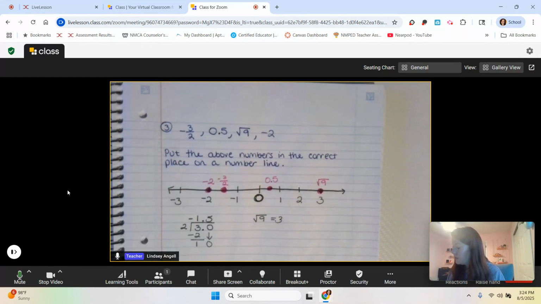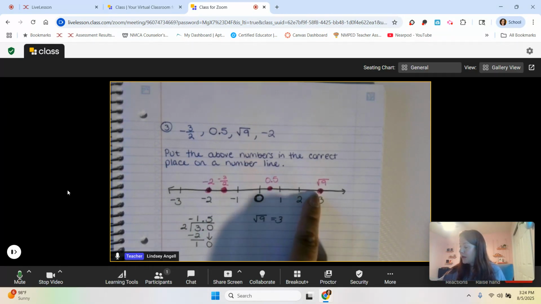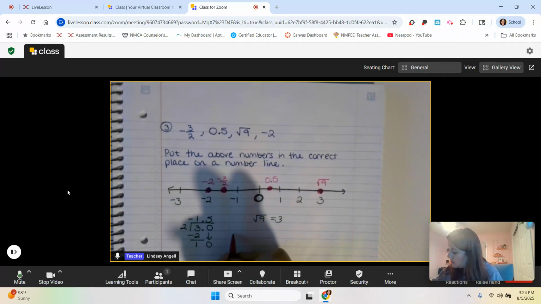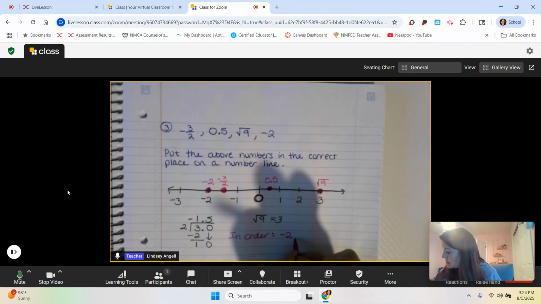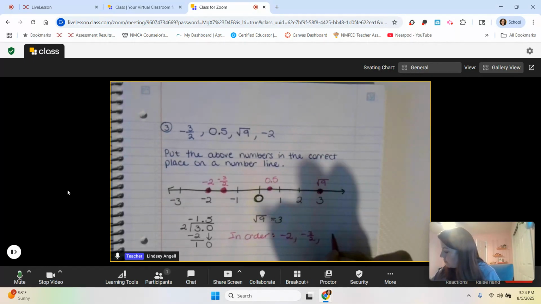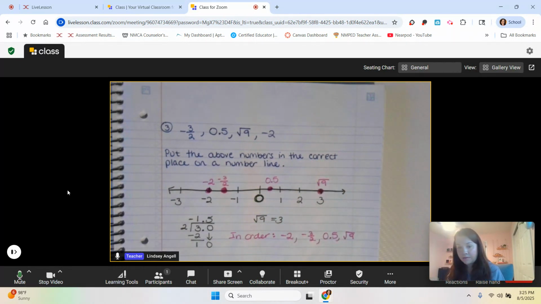There's my -2. Okay. To take it a step further, not that this question asks for it, but we could write them in order now. Now that we have them on the number line, we could write them in order. Let's say in order. So the smallest number in that list is -2. Then we have -3 halves, 5/10, and the square root of 9.